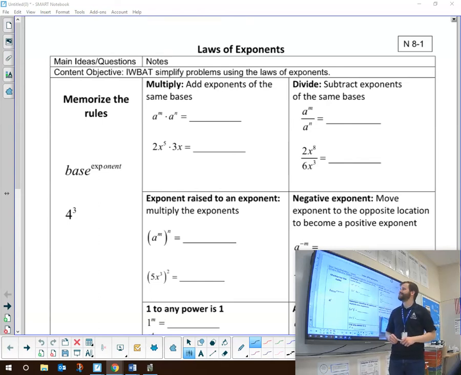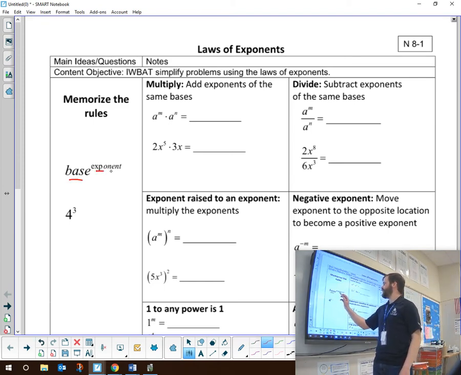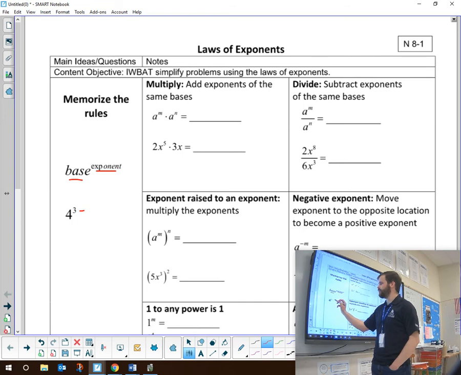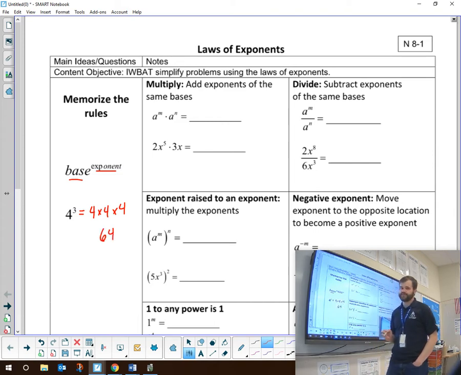Hey guys, today is the start of our new unit, and we're going to start off by talking about the laws of exponents. Now, you've seen exponents before. An exponent is just whenever we have our base number, and then our exponent is up here telling us how many times we're going to multiply my base together. So, for instance, 4 to the power of 3 equals 4 times 4 times 4, which, of course, is 64.